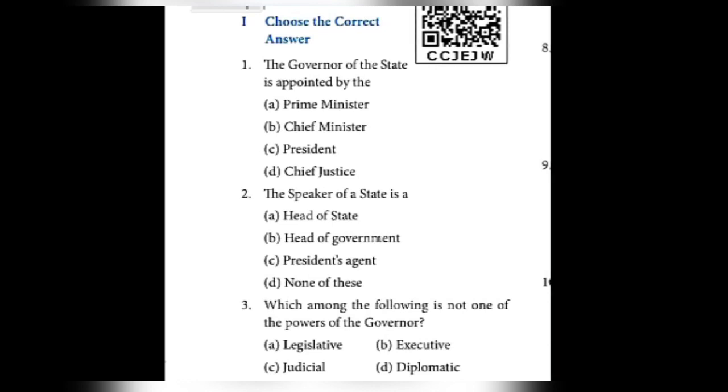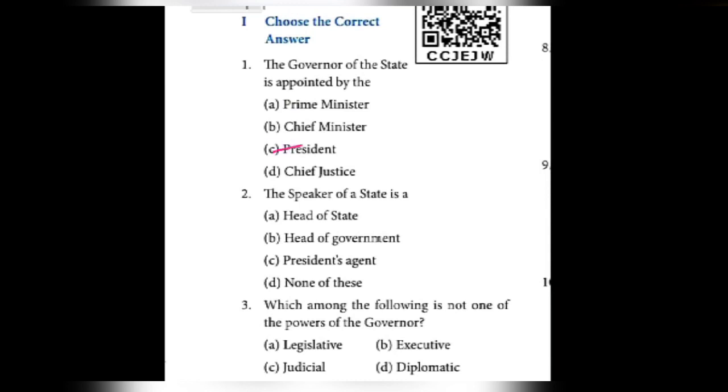Yes, what other things are there? The first one, choose the correct answer. Choose the correct answer. Take it, children. Page number 267. Take it fast, children. The first question answer I am telling, children. President is the answer.